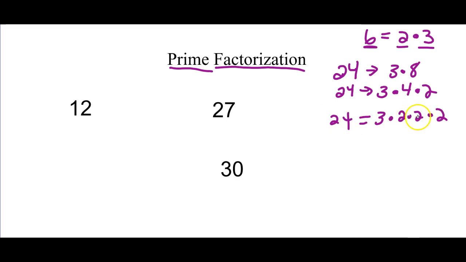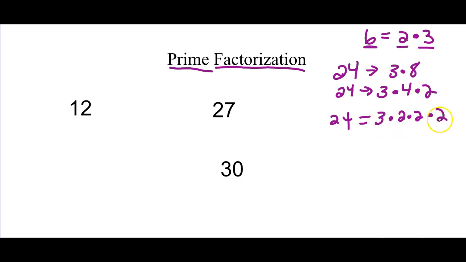So now notice 2 times 2 is 4, and then the 4 times 2 is 8, and 3 times 8 is 24. These are all factors of 24, and they're all prime numbers. So we say that this is the prime factorization of 24.